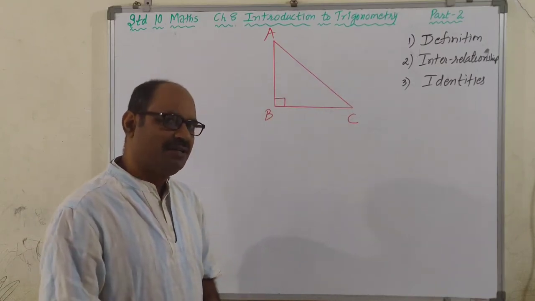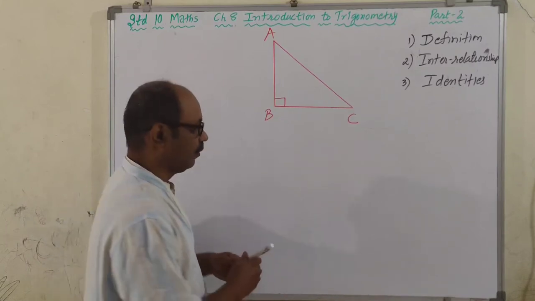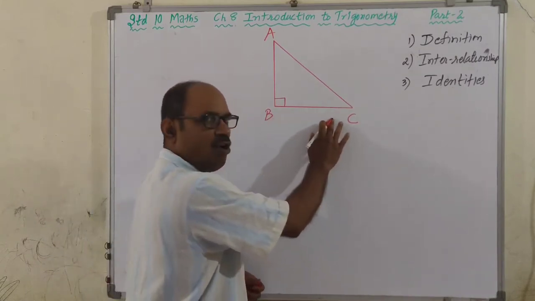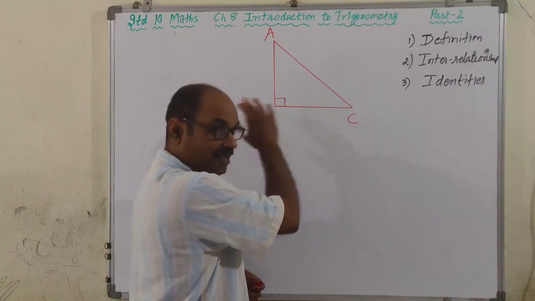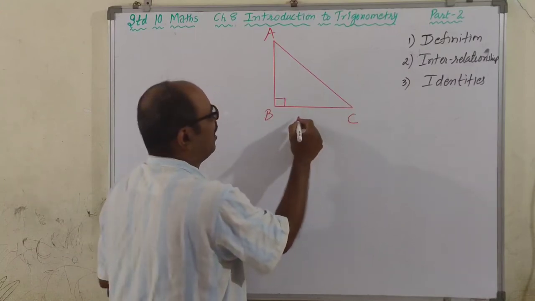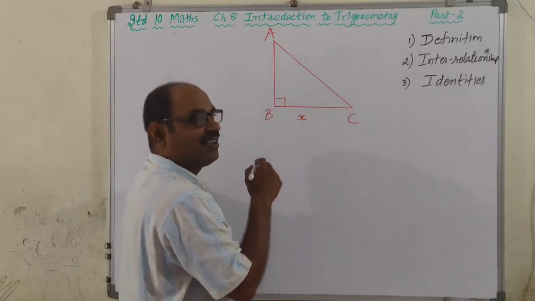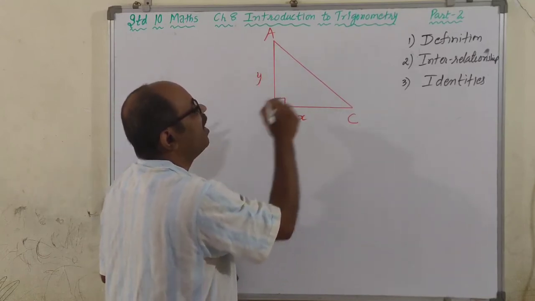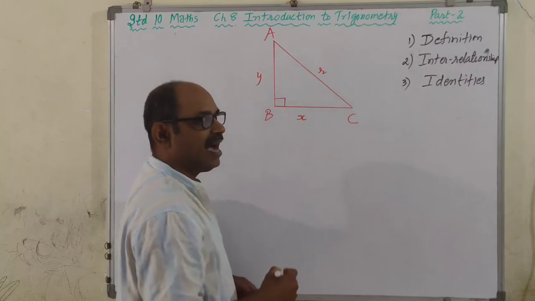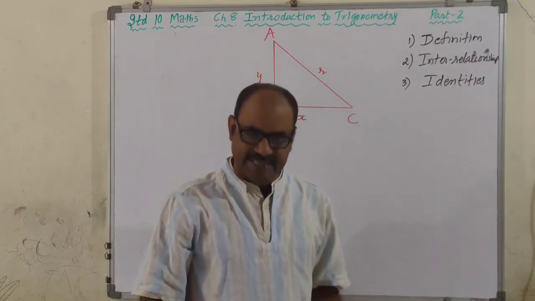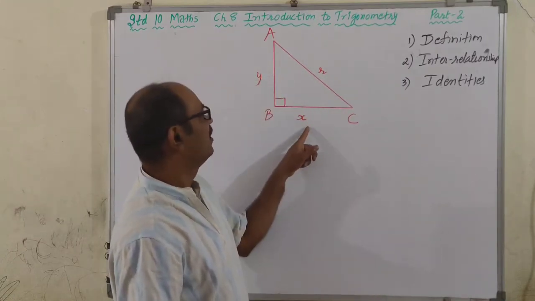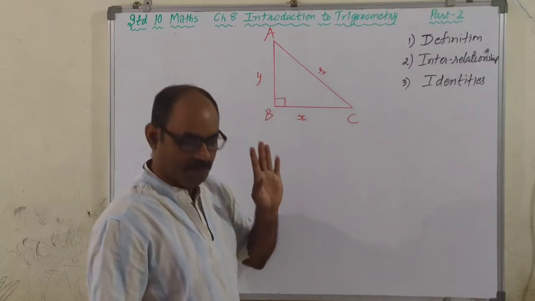Here I'm just going to change for practice. BC is horizontal, meaning representing the x-axis, so let me call it small x. AB is vertical, so let me call it y. And for the hypotenuse, let's take r. That is what they have taken in the text. You can take anything, this small a, small c, and this small b.